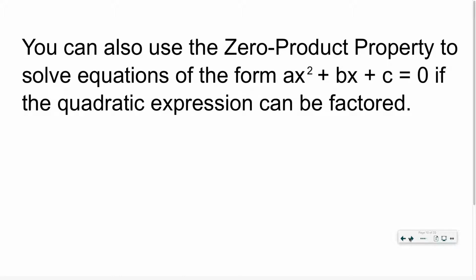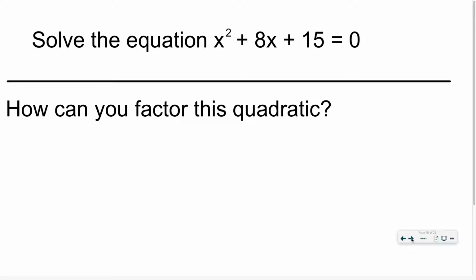So we can use the zero product property to solve quadratics of this format if the quadratic can be factored. Now we're going to take a look at a trinomial that is in its original standard form, and we're going to solve. So if we have the quadratic x squared plus 8x plus 15, how am I going to factor that?